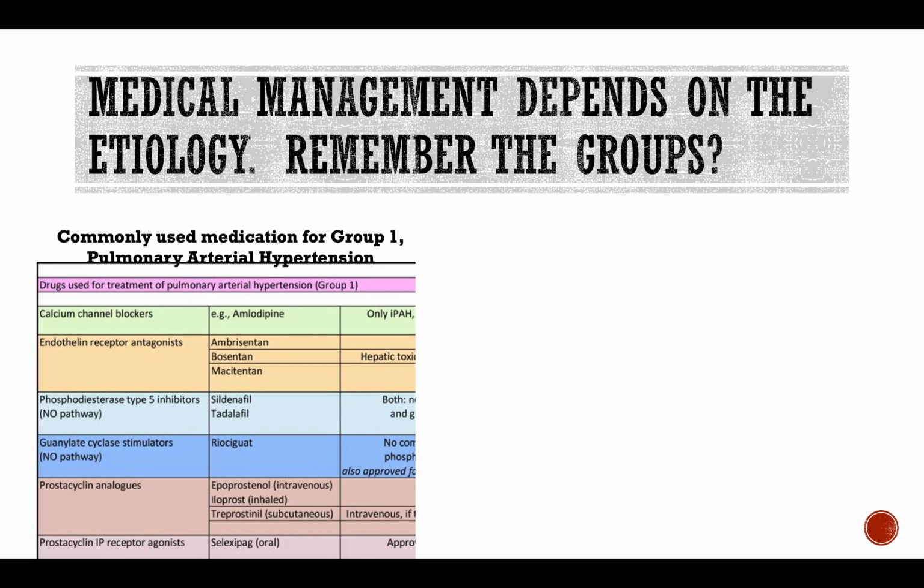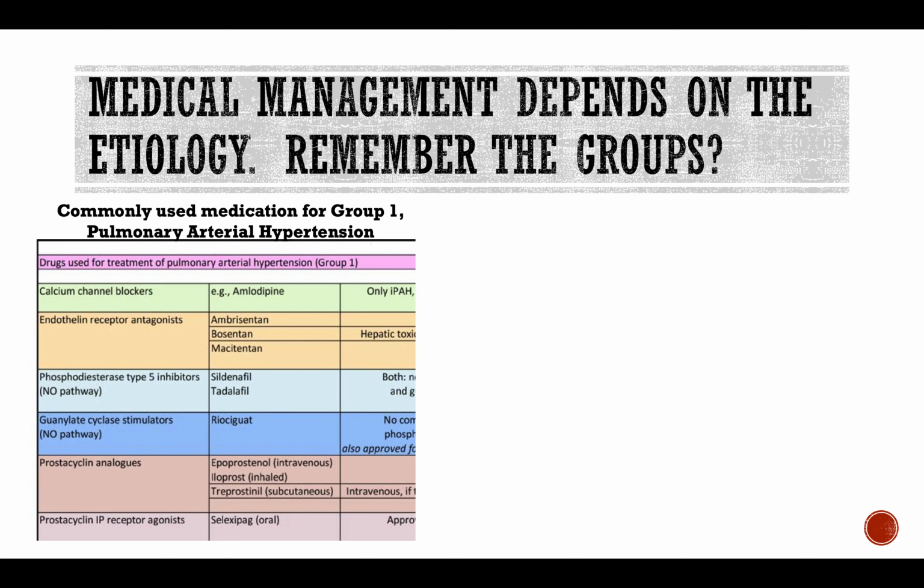Remember those groups? So this is a little table of some commonly used drugs for pulmonary arterial hypertension, and this is group 1. So these are some of your idiopathic connective tissue diseases. Some of them can be autoimmune, inflammatory. So we also want to focus on the anti-inflammatory properties to potentially decrease the thickening of the lining of the arterioles. Other treatments are aimed at managing the underlying illness.